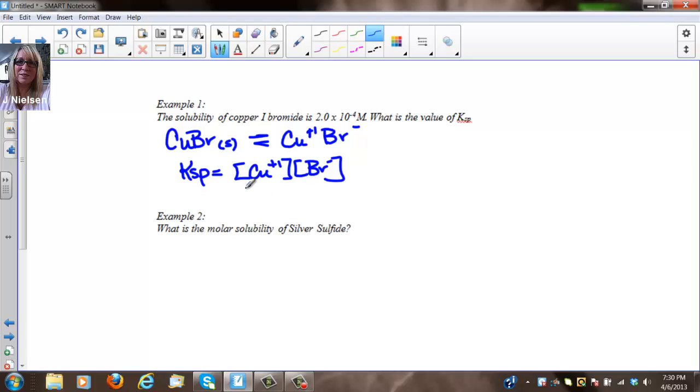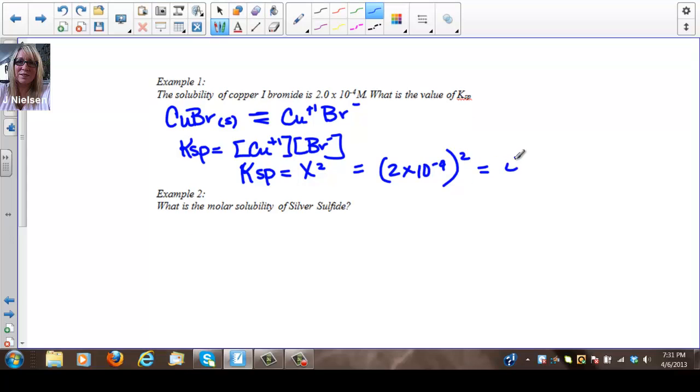So what do we know? We know that the molarity is 2 times 10 to the minus 4, and the ions are 1 to 1, so that's the molarity of the ions. So if we were solving this, we could say Ksp equals x squared, and that's going to equal 2 times 10 to the minus 4 squared. So my Ksp equals 4 times 10 to the minus 8, and that's my Ksp. And if you recall, that has no units.